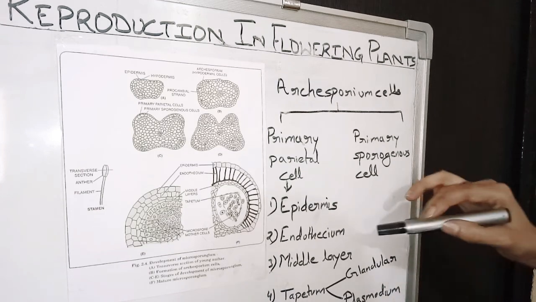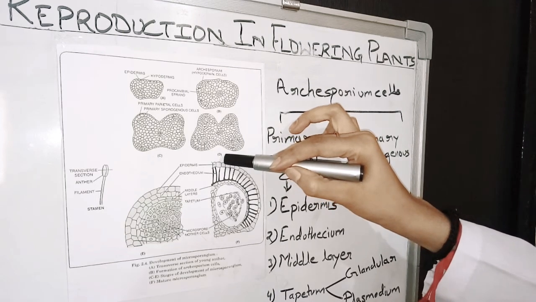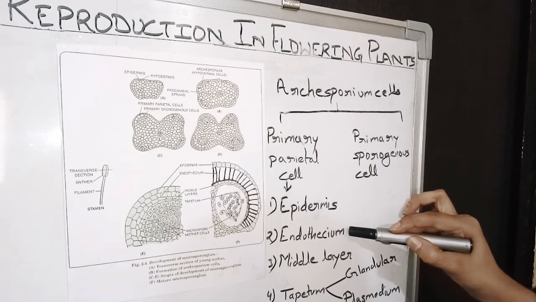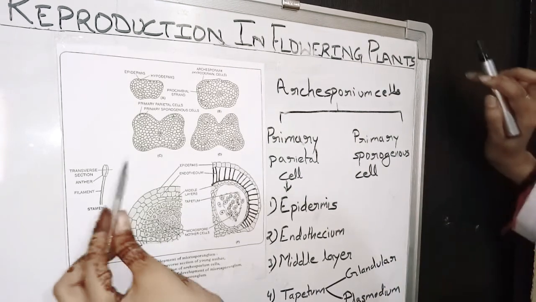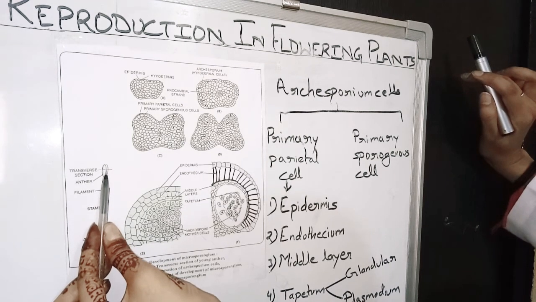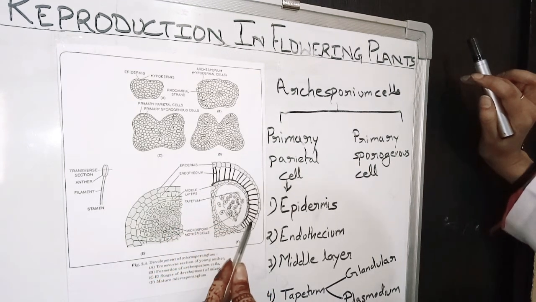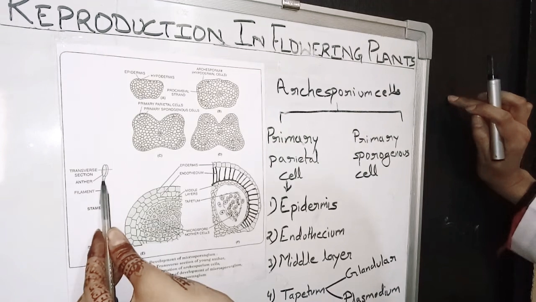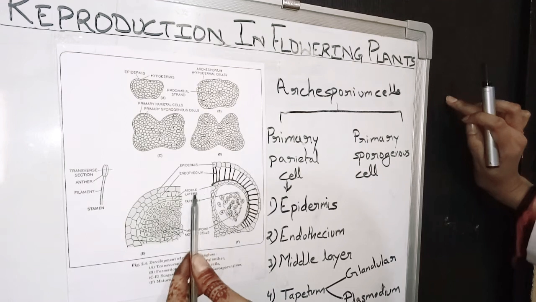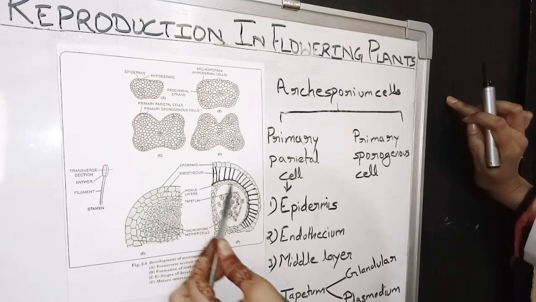And what is the role of the epidermis? It provides protection to the microsporangium. The endothecium helps in dehiscence. Dehiscence means, as I told you about the connective tissue helping in connecting the lobes, the endothecium layer helps in dehiscence, splitting the anther lobes. And the middle layer covers the microsporangium completely.